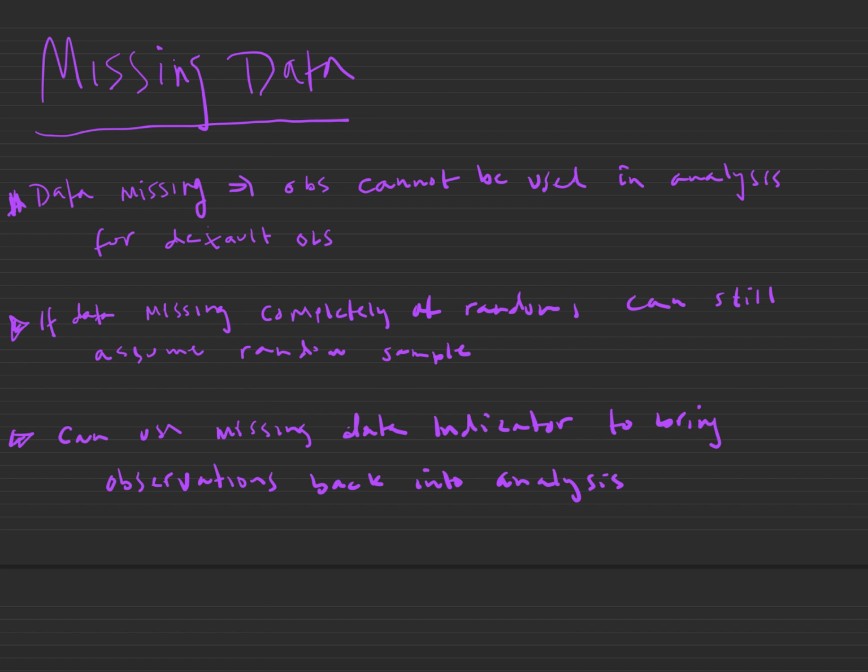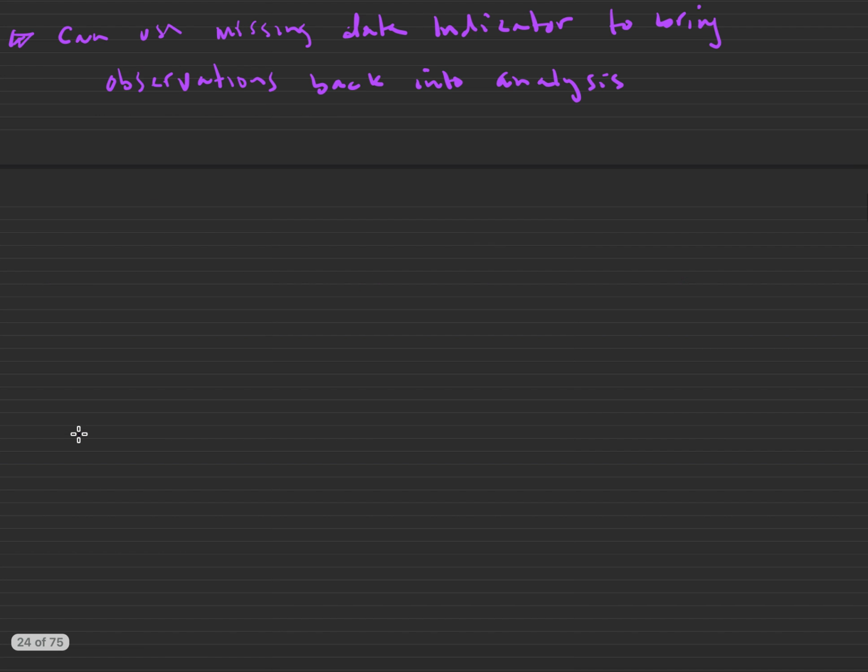If data is missing, the observations for which data is missing cannot be used in regression analysis for default OLS. That is the complete cases estimator. If data are missing completely at random, we can still assume a random sample so that multiple linear regression assumption number 2 is still valid. Now we can use a missing data indicator to bring observations back into the analysis for which some of the data is missing. Let's talk about how we can do that.